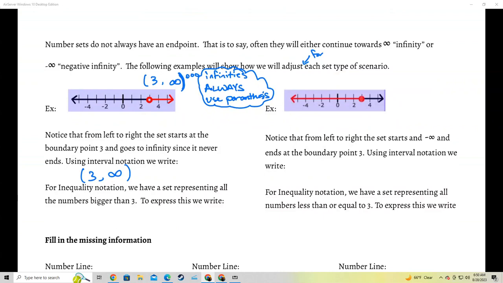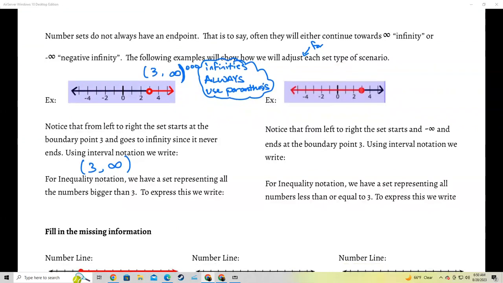Now, as far as the inequality, I want all the x's, I remember my x's are over here, that are bigger than 3. So I need my x to be greater than that number 3. Is 3 going to work? No, because it's not filled in. So I'm going to write x needs to be greater than 3.